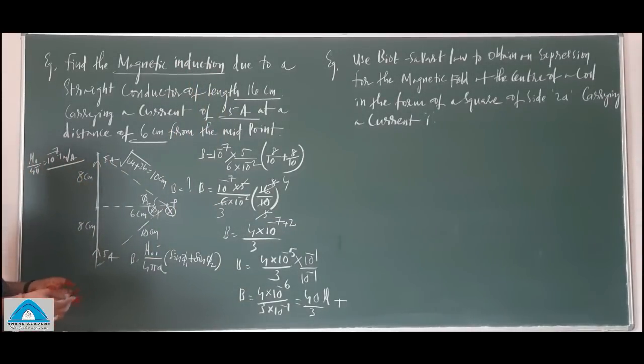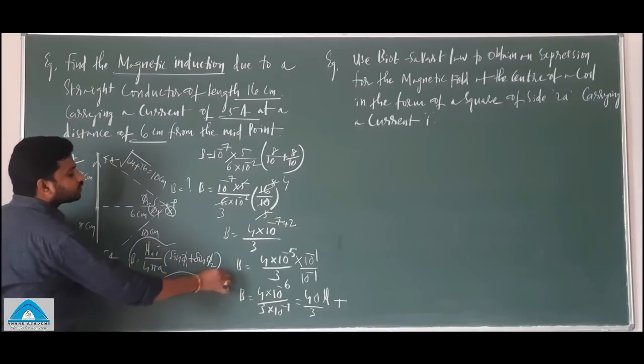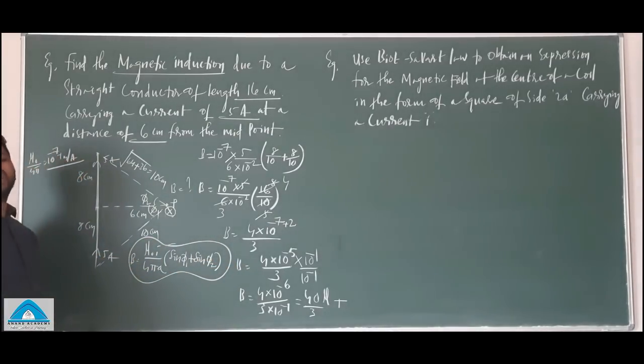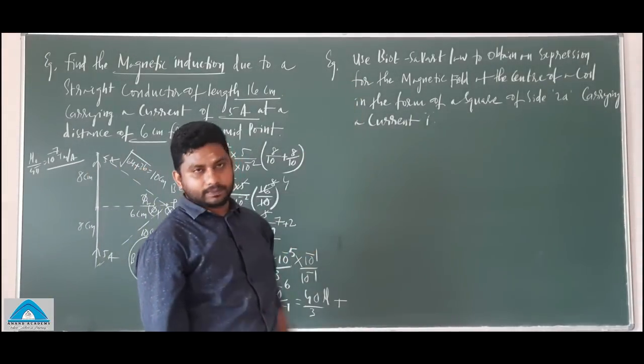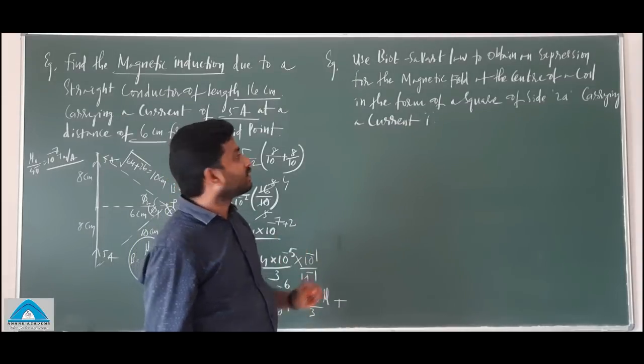So I hope you understand this. What is the formula we have used? The basic concept of magnetic field due to a straight current carrying wire. So this is another one. Let's say this is another one.